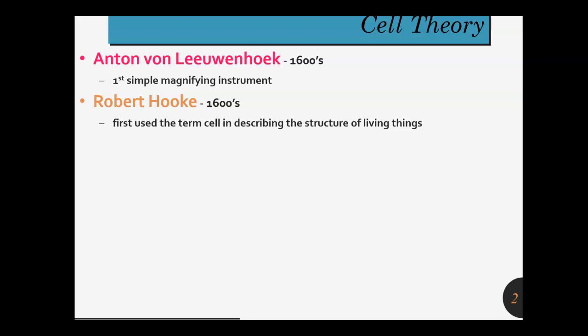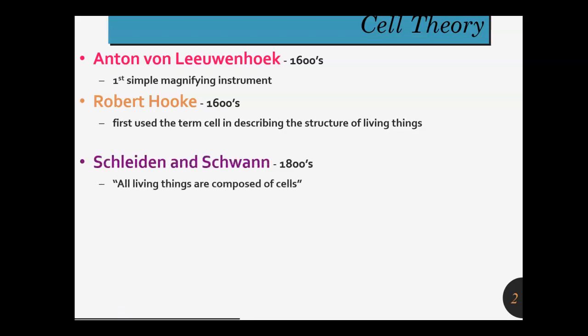So he said that the cell of a monastery resembled the structure that he was actually visually seeing underneath the simple magnifying instrument. Then Schleiden and Schwann in the 1800s said all living things are composed of cells. So every single thing that we consider to be living is made up of cells.